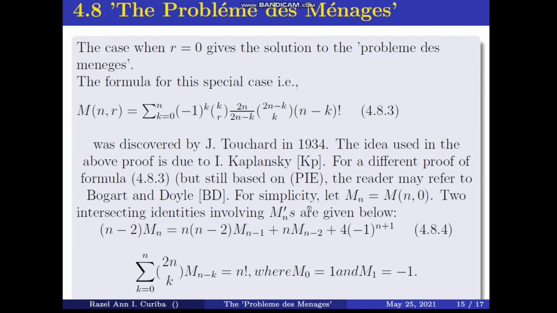For simplicity, let m sub n be equal to m sub n, 0. Two interesting identities involving m sub n are given below. We have n minus 2 times m sub n is equal to n times n minus 2 times m sub n minus 1 plus n times m sub n minus 2 plus 4 times negative 1 to the power of n plus 1. We have this summation, where m sub 0 is equal to 1 and m sub 1 is equal to negative 1.